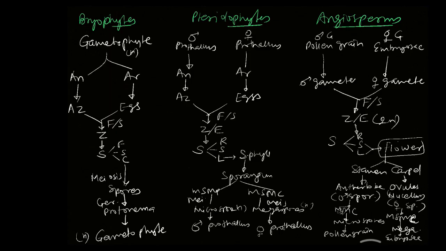Okay, so this is a comparison between the life cycles of bryophytes, pteridophytes, and angiosperm, and in this video you can easily compare the structures which are present in the life cycles of these three plant groups.